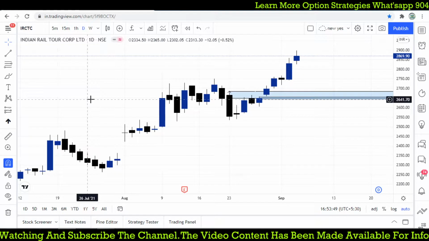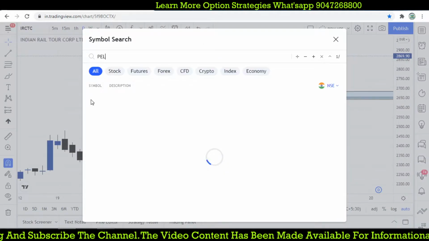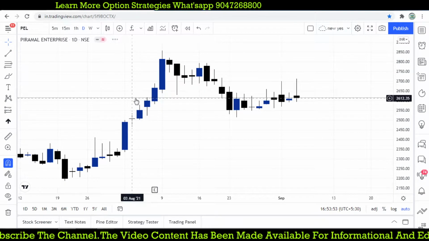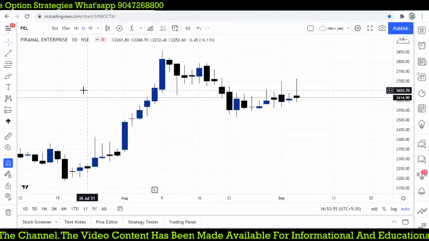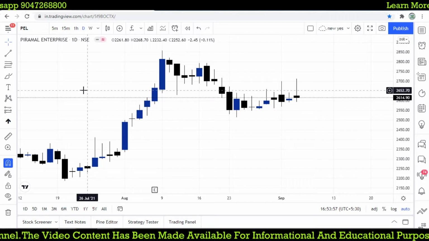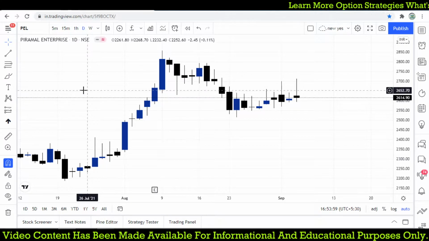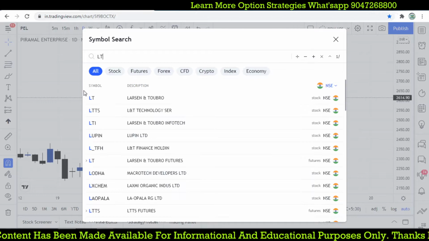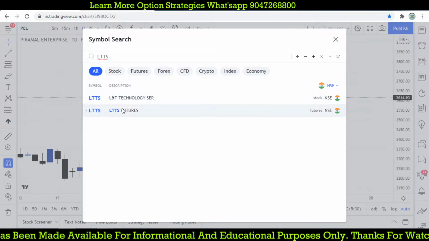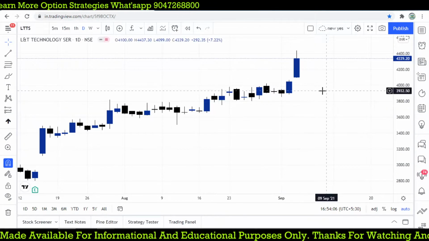I saw some stock, PEL, no, another stock I was checking, LTTS. The LTTS moved very big yesterday.